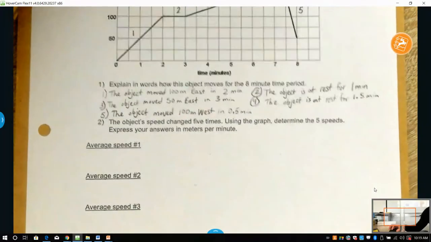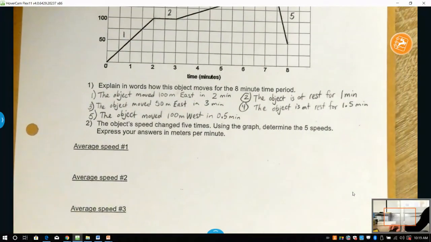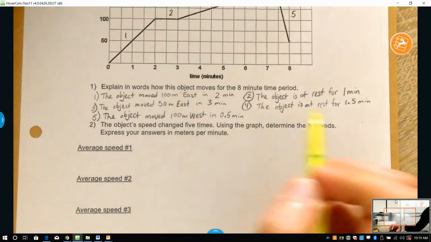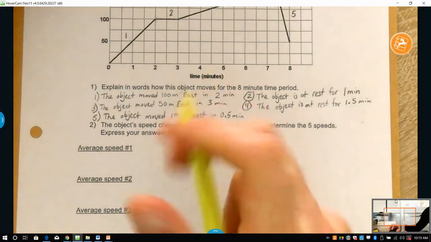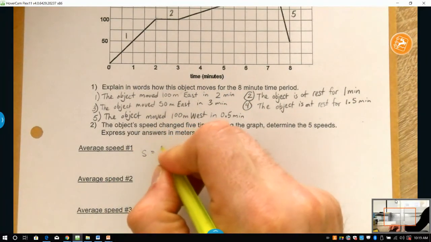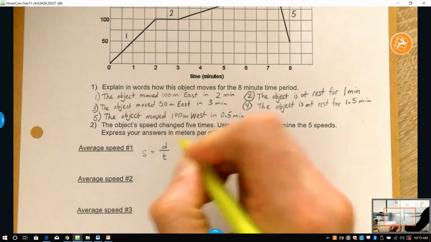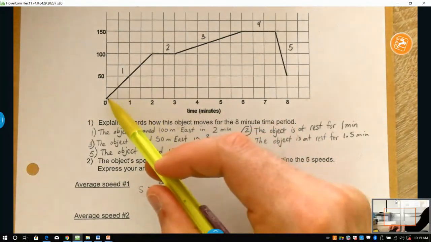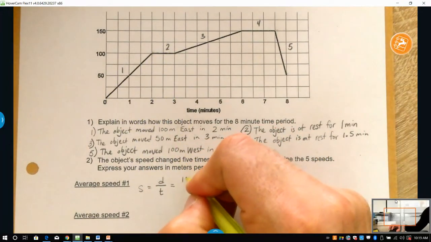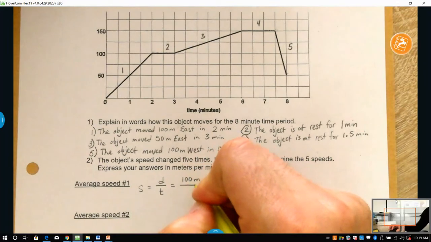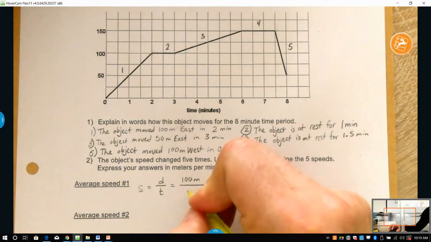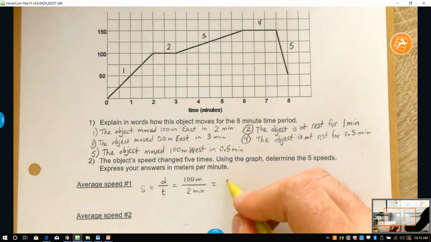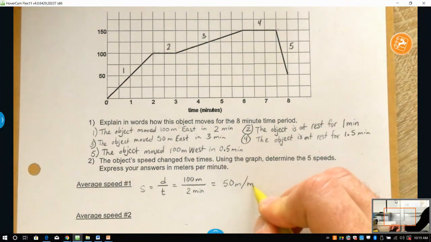So now what we're going to do is show what these answers are. They wanted us to calculate the speed. So the average speed in part 1, speed is the total distance over total time. So for line segment 1, what distance did you guys move? You moved 100 meters. And how long did it take us? 2 minutes. Now it says here the answers will be in meters per minute. So this is going to be 50 meters per minute.